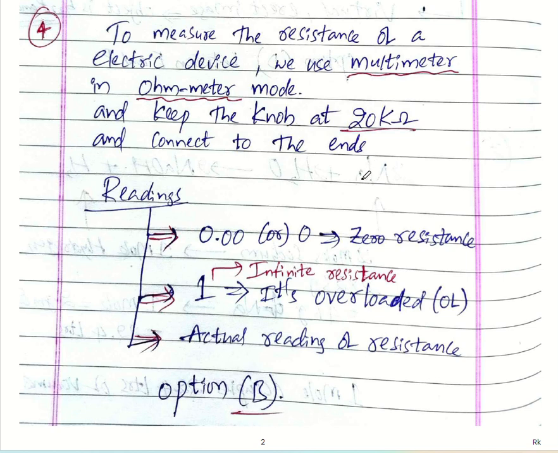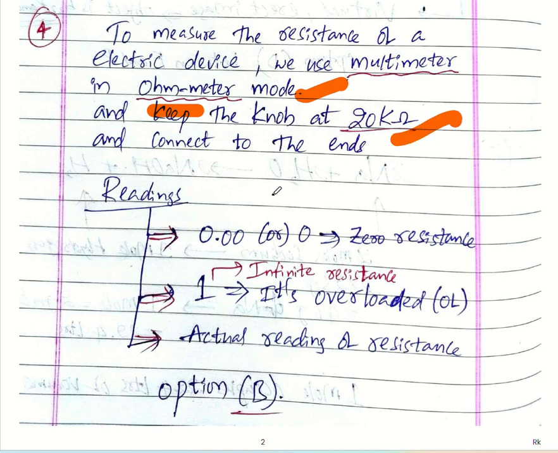And coming to the fourth question, he has given a multimeter. He is asking what it means if the multimeter reading is 1. If you take the multimeter, by using this we can measure voltage, current and ohms. That means resistance. If you want to find the resistance, we keep it in ohm meter mode. That means the ohm measurement mode. Then you have to keep the knob at 20 kilo ohms.